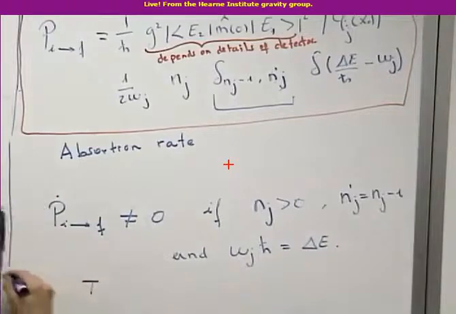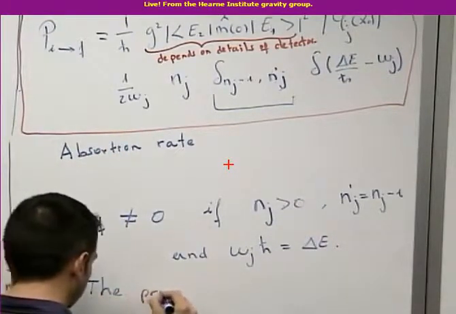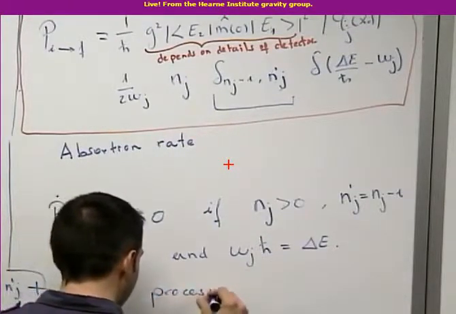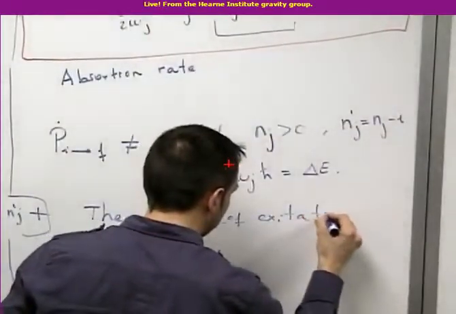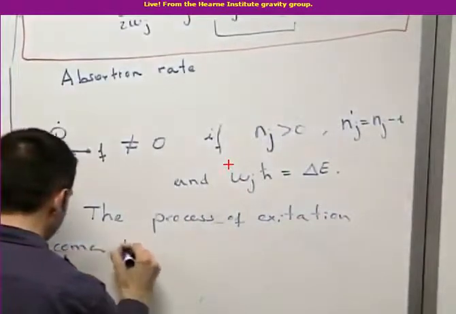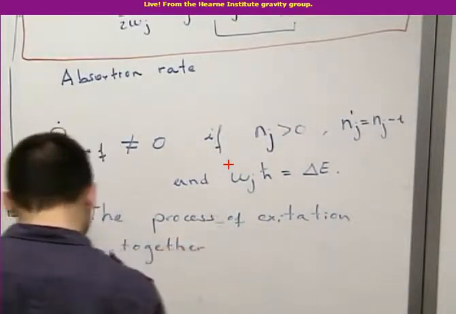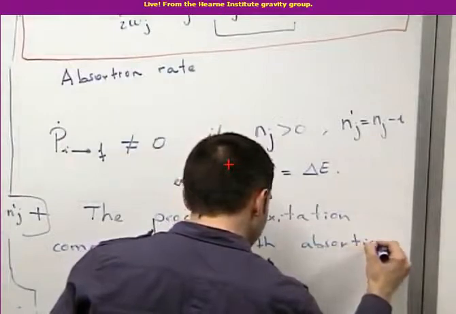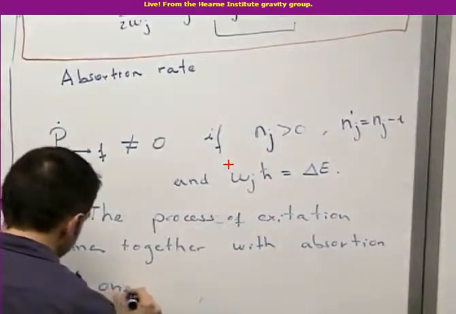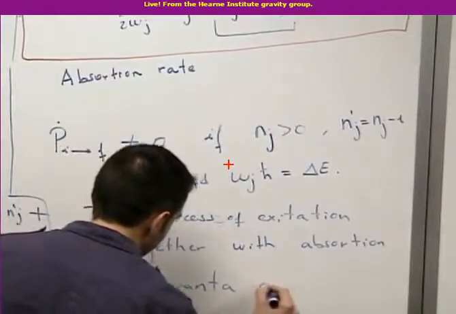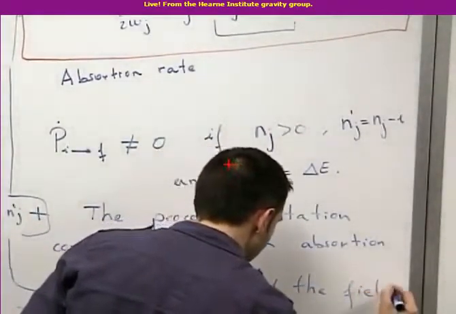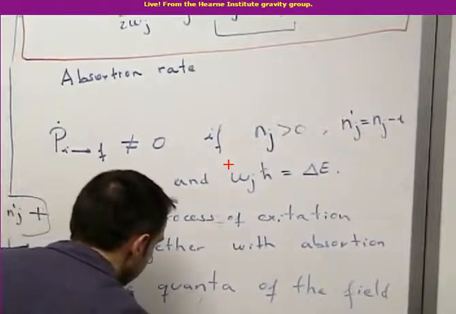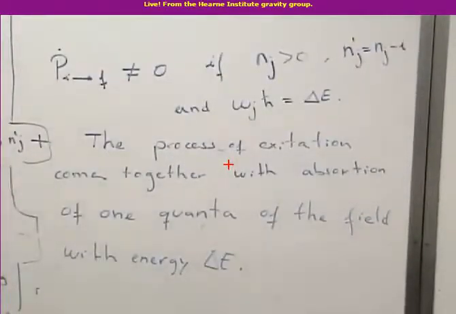So this equation quite clearly is telling us that the process of excitation comes together with absorption of one quanta of the field with energy delta. So this is what we were expecting.